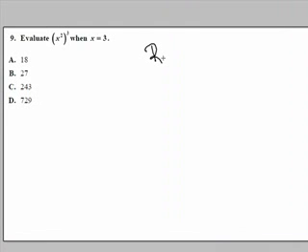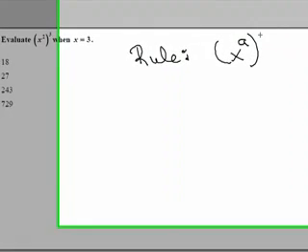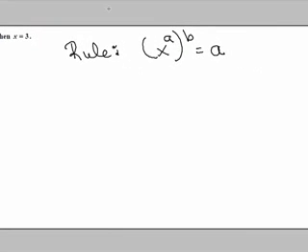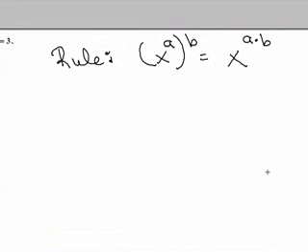For this one, you need to remember the rule. I'm going to just give you the rule for this one. If you are raising a base that contains an exponent to another exponent, the rule says to multiply those exponents. The rule says to multiply those exponents. So they're giving you what x is. Simply plugging in what x is, use this rule, and you should find the answer.